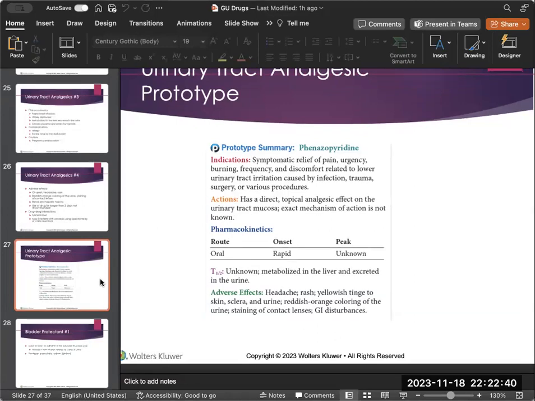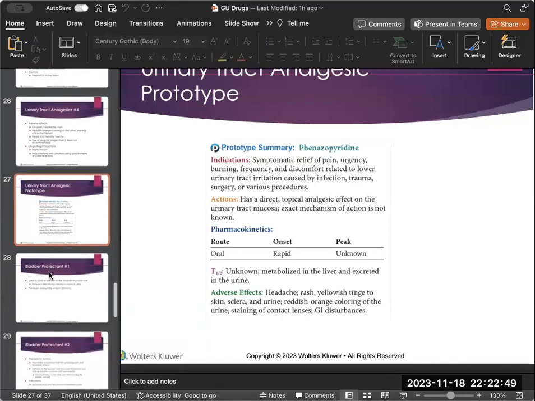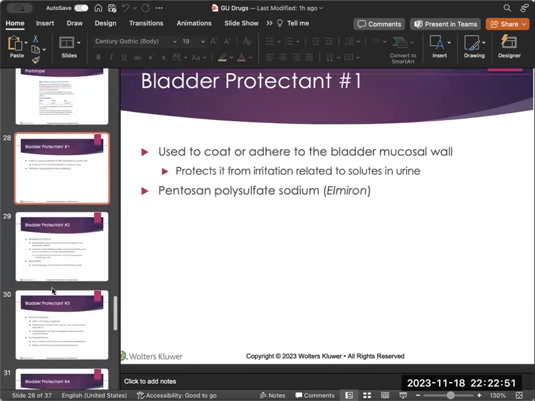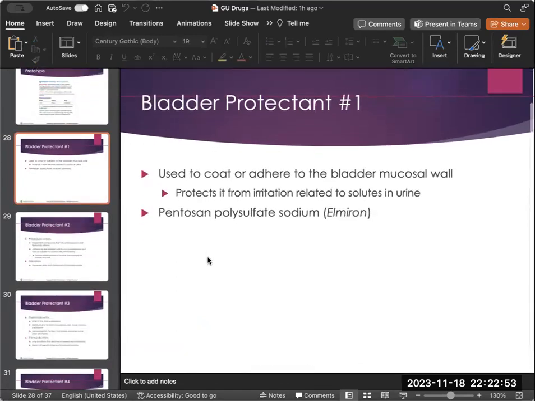So if the skin's starting to become yellow, that means it's starting to get into the liver, okay? And we want to tell them, hey, reddish orange coloring of the urine can be normal and can also stain the contact lenses. We also have, lastly, bladder protectants, okay?